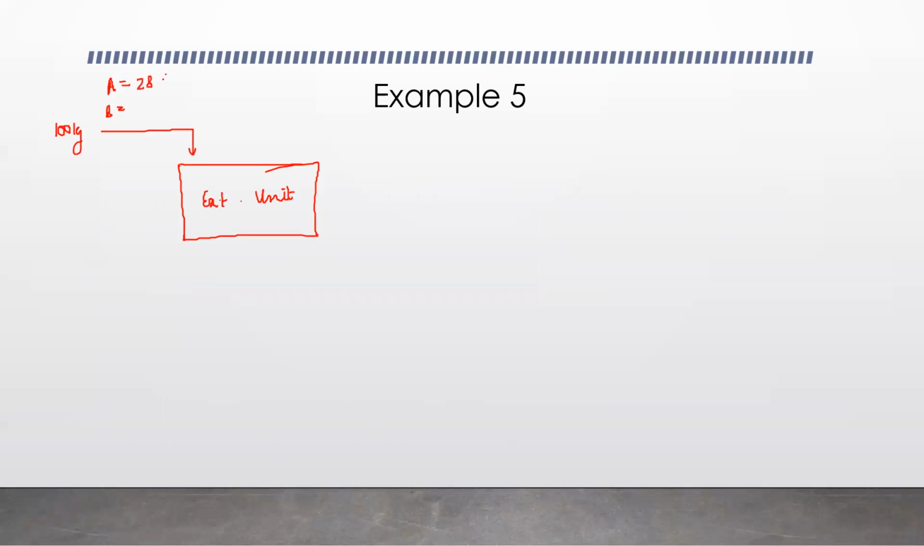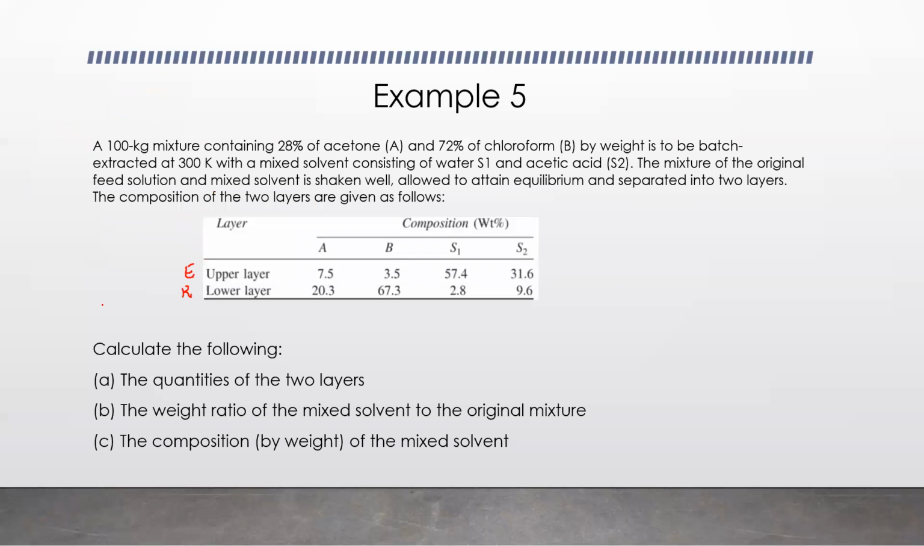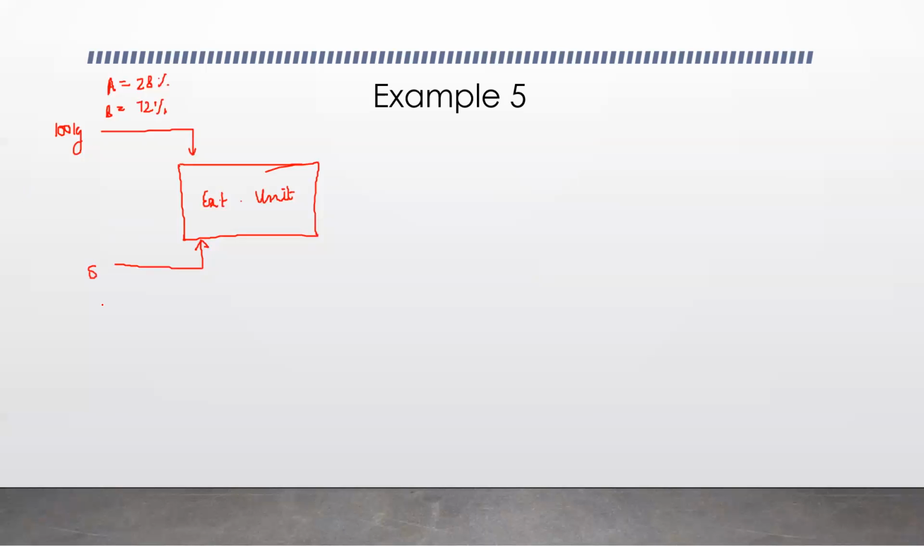So 28%, 72%, right? And then we have the mixed solvent. Let's call it S. It contains water and acetic acid, so that is going to be S1 over here and S2 over here, which we don't know, right? Then from here it gets separated into the upper layer, which is E, and the lower layer, which is R.